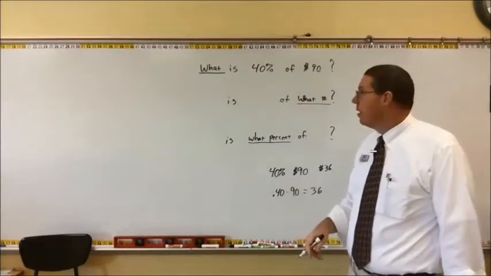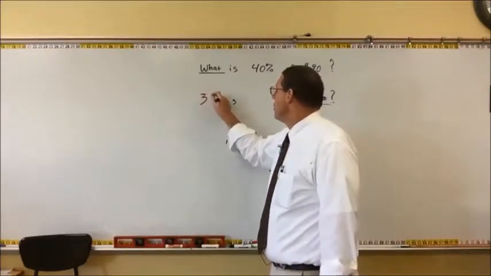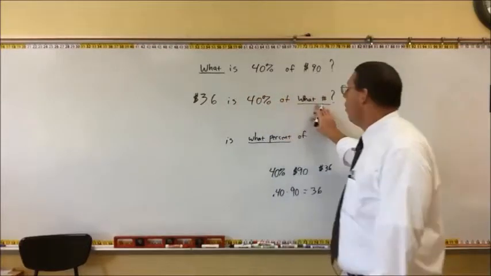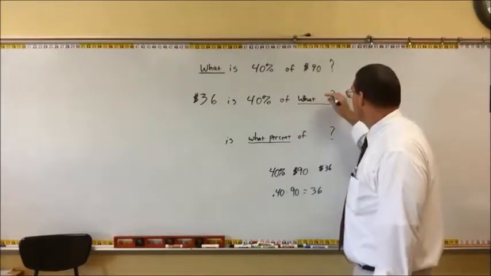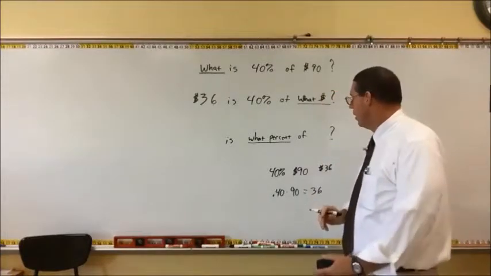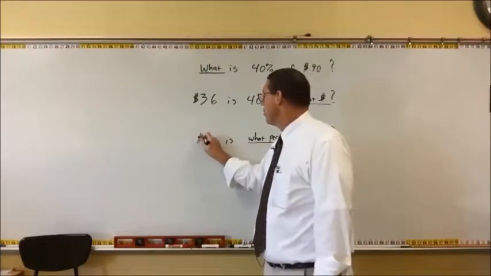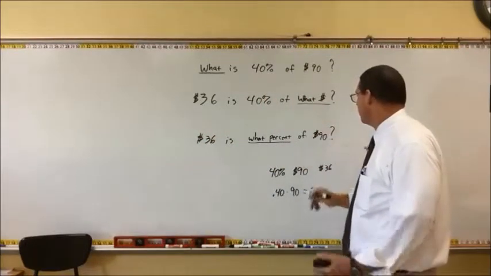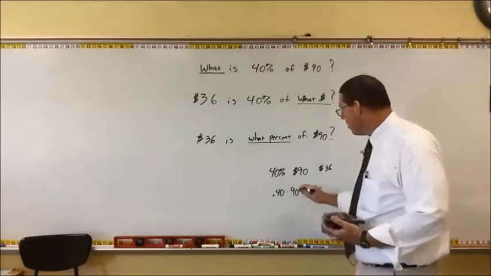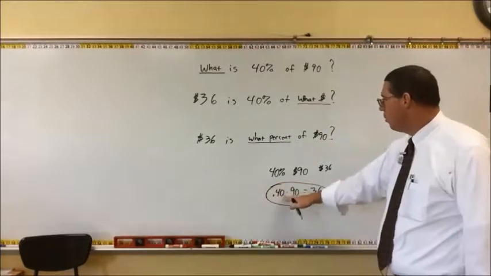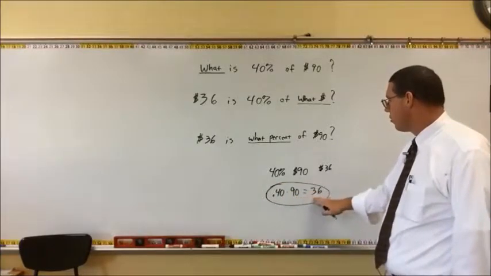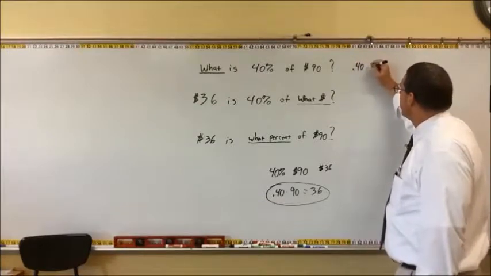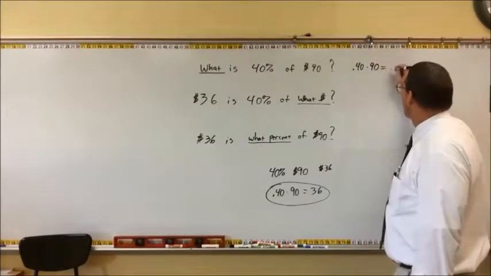The second way to ask it is, $36 is 40% of what number, what dollar amount? Of how much money? The third one is, $36 is what percent of $90? So as you can see, the problem is always the same. It's always 0.40 times 90 equals 36. But up here, we have 0.40 times 90 equals what?